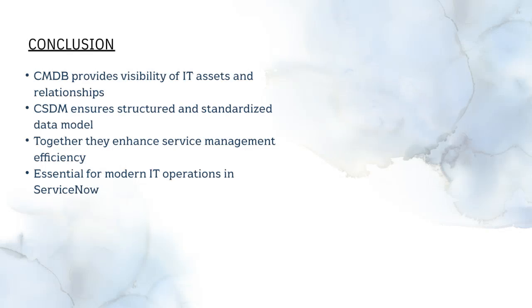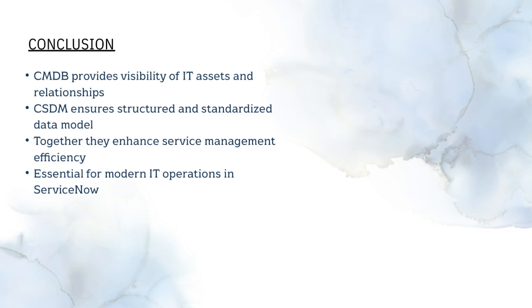Now, let's look at how CMDB provides visibility of IT assets and their relationships. This means that with a well-maintained configuration management database, we can see exactly what assets we have and how they connect and interact with each other. This visibility is crucial for understanding our IT environment and making informed decisions. Next, CSDM, or the Common Service Data Model, plays a key role in ensuring that our data is structured and standardized. Having a consistent data model helps us organize information clearly and uniformly, making it easier to manage and analyze.